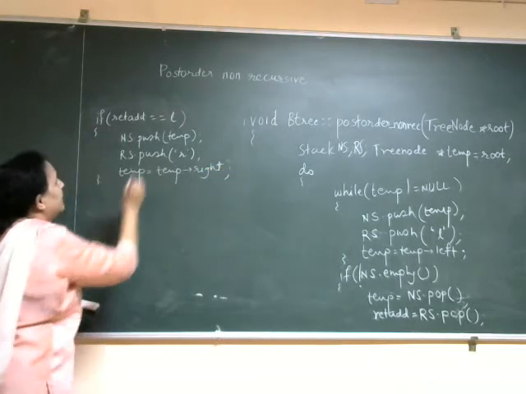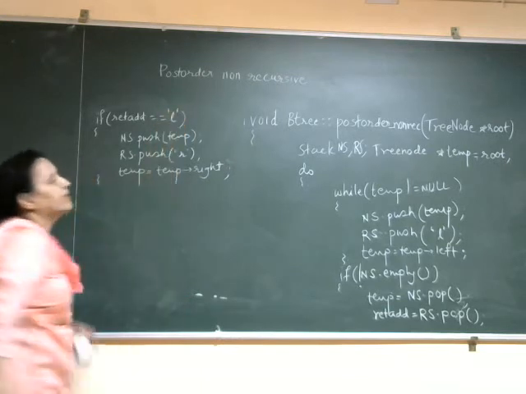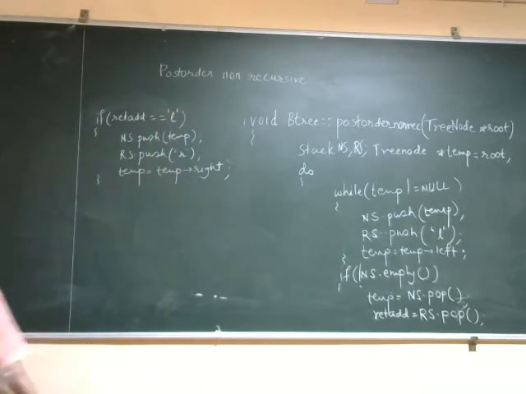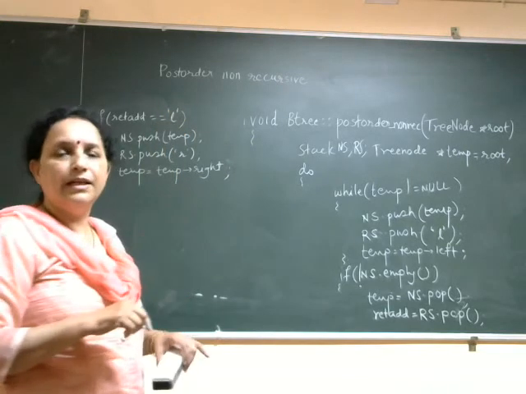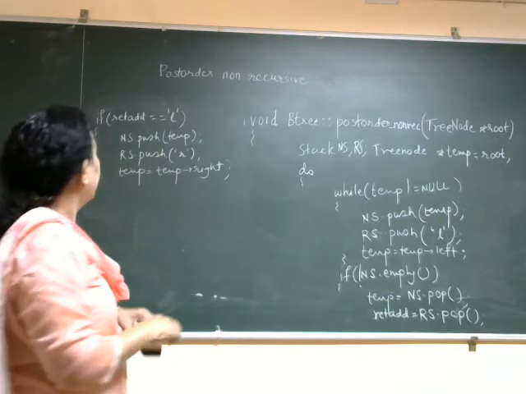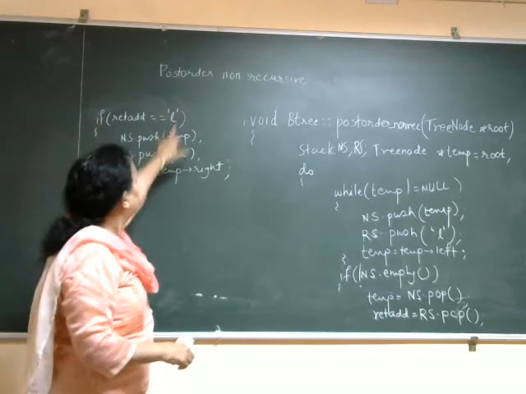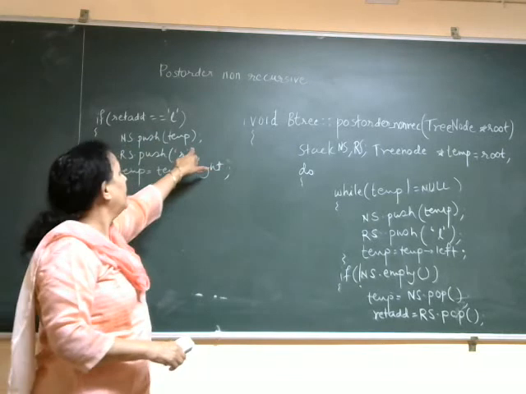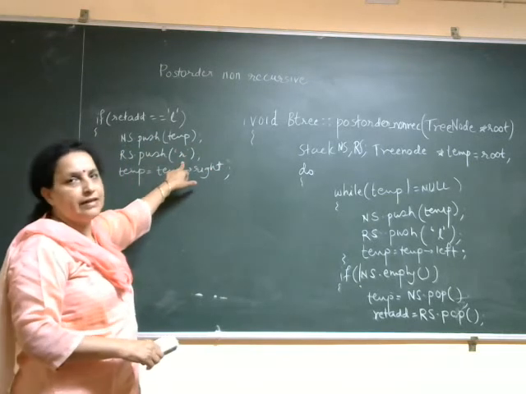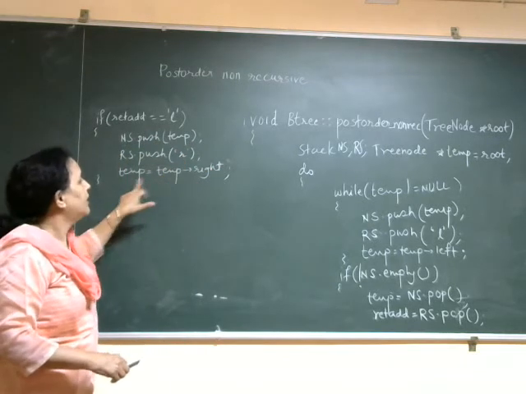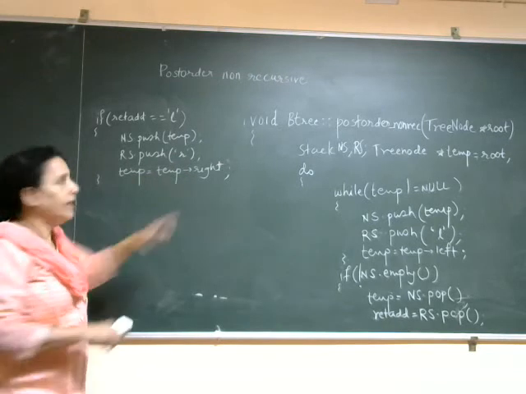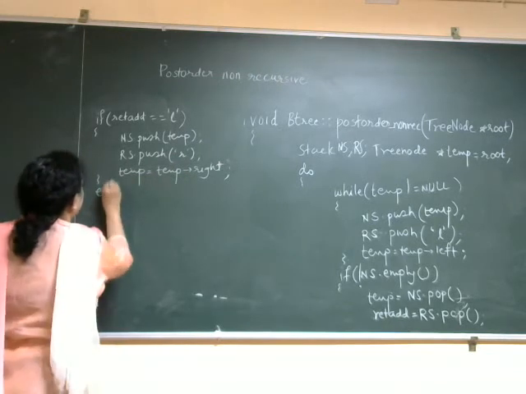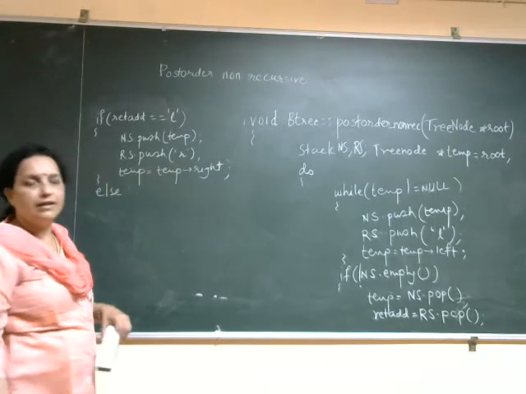So this is when return address is 'L'. L is a character, so I should enclose it within single quotes. Okay. So if return address is 'L', I should push that node with return address 'R', and I should go to one line. Okay. If return address is not 'L', that means it is 'R'.